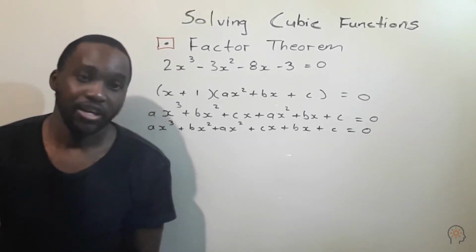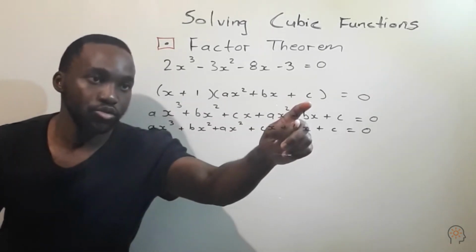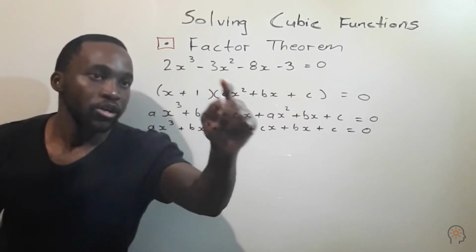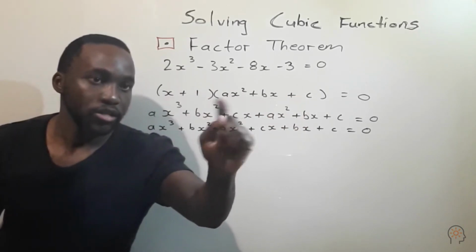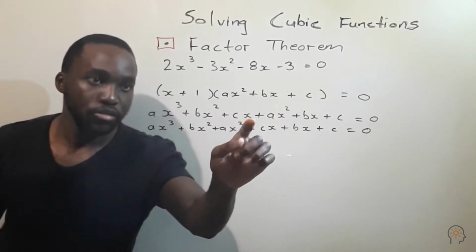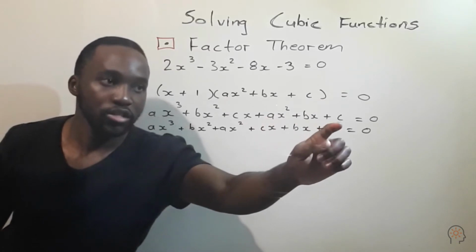Okay, so we haven't done anything funny, right? All we have done is we have basically FOILed these two brackets out. This small one multiplied by that big one, we just FOILed, right? We know that x multiplied by each of these gives us these three terms, and then 1 multiplied by each of these gives us these three terms.